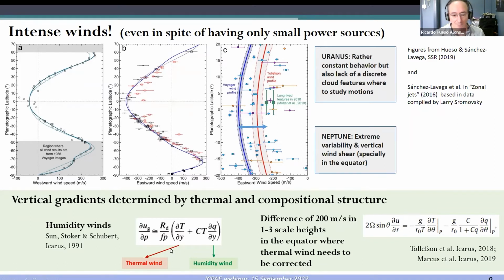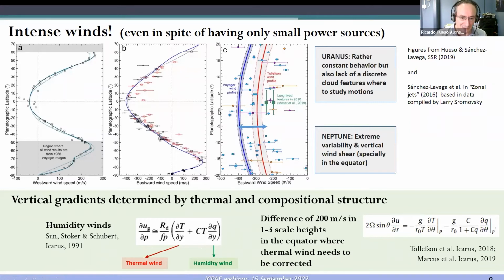But because we have different compositions related to the amount of condensates that can exist at different latitudes, if you have different amounts of methane at different latitudes, you are also going to have an additional term modifying the thermal wind, and this is called the humidity wind. If you want to study how winds change in altitude, you need to measure temperatures and you need to measure the abundance of condensates, and this is difficult.